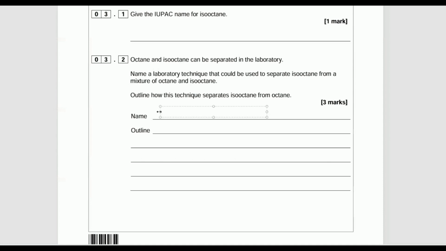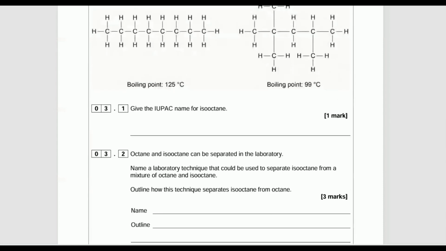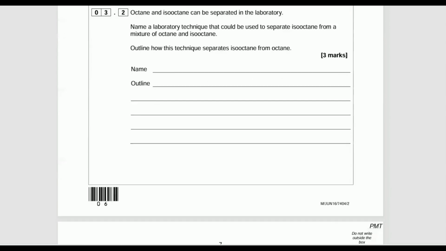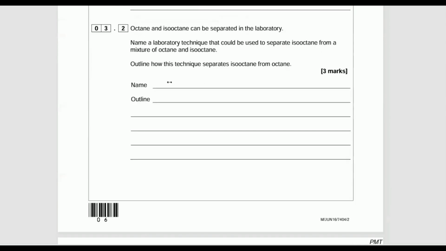Right, so when you have more than one liquid, and we've been shown in the diagram that there were different boiling points, right? One was 125, one was 99. So you were given that clue there. They're mixed together as colourless liquids. Well, we can separate them, of course, by fractional distillation. It says outline how this technique works. So we want to say, basically, octane has a lower boiling point than isooctane.